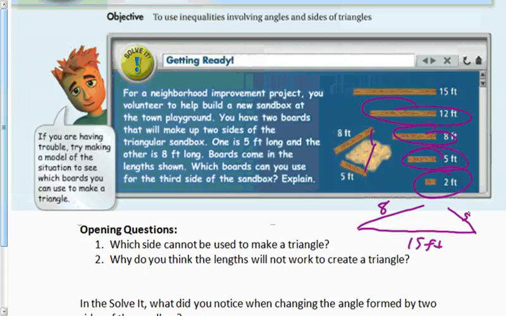There's no possible way that 15 could be the third side, because 8 and 5 cannot connect. Even if we made it flat along this, 8 and 5 just would not match up, because there's still that 2 extra in the middle that we're missing. Okay? So that's a big part of what we're going to talk about today with triangles, and how the sides and angles of the triangles would have to be to make it actually a triangle.